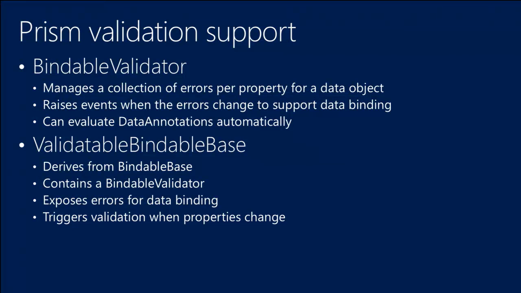So Prism has its own bindable base. It's almost identical in code to the one that gets injected by Visual Studio. Validatable bindable base inherits from that, monitors the property changes. Actually, it gets triggered from the set property block in it, and then it calls into the bindable validator to trigger the validation. And then it also exposes the errors collection that is exposed by the bindable validator for binding purposes.